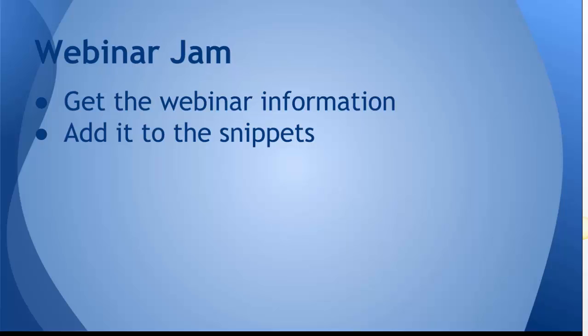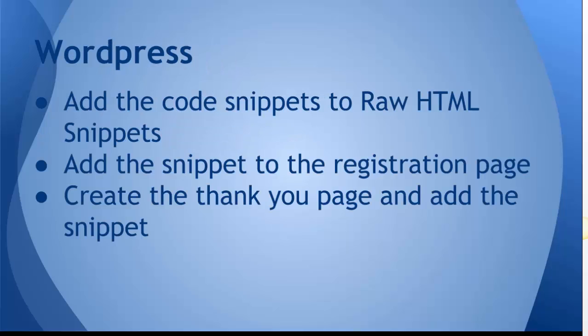And in WebinarJam, I need to get the webinar information, and I will add it to the snippets. And in WordPress, I need to add the code snippets to Raw HTML Snippets, and then add the snippet to the registration page. And I need to create the thank you page, add the snippet, and also add some text to the thank you page.